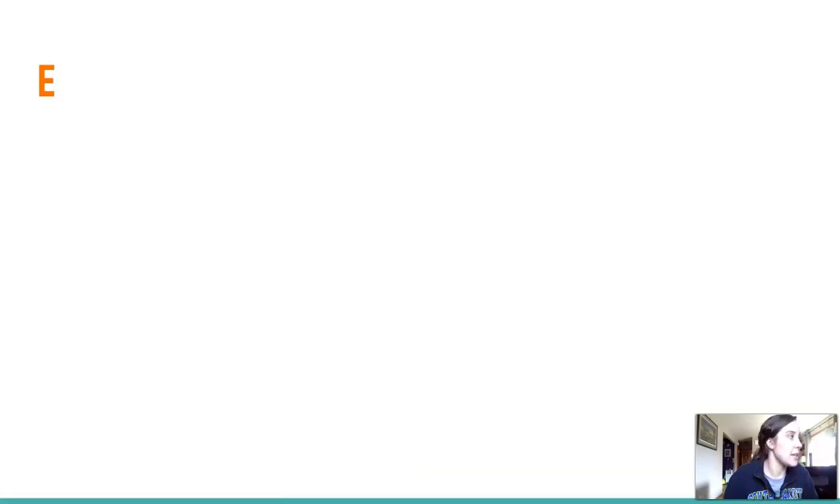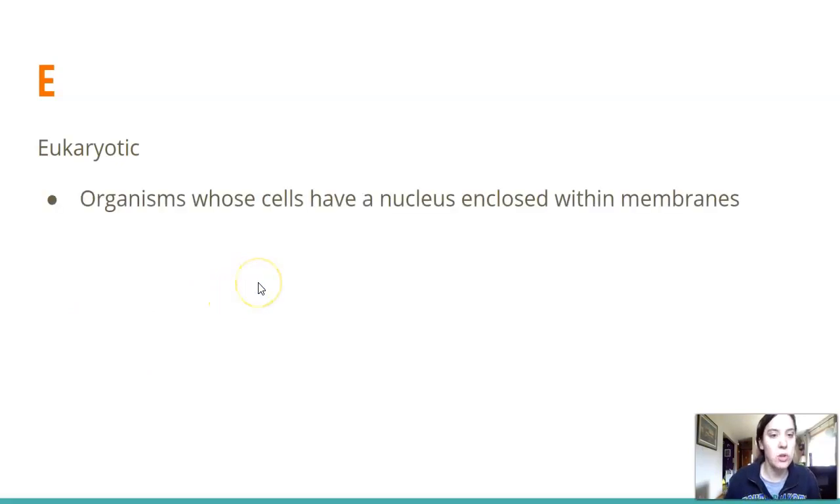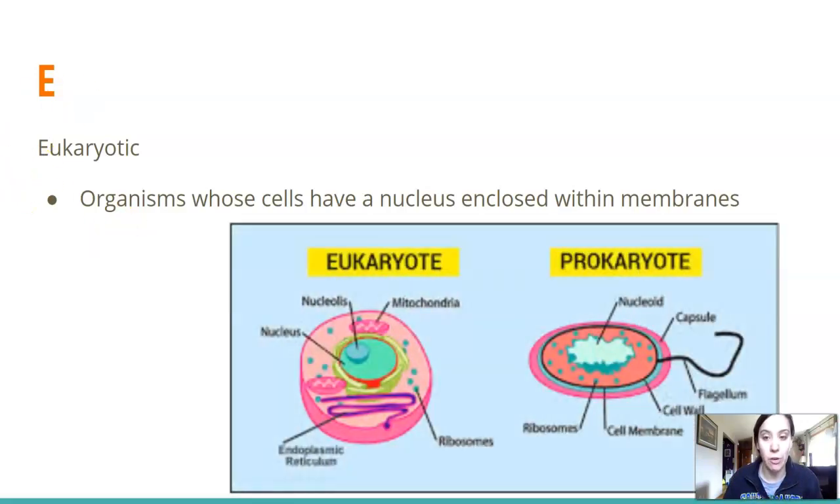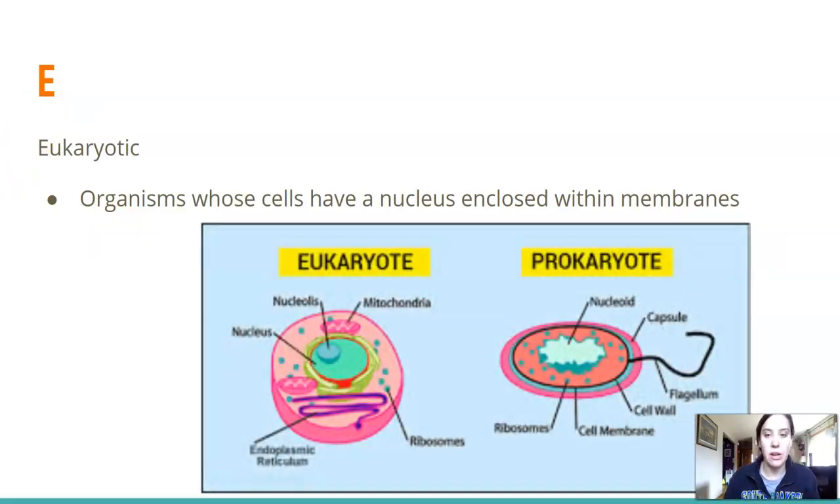Next is E. E, I want you to think of eukaryotic cells. Those organisms are cells that have a nucleus enclosed within their membranes. So eukaryotic cells are different than prokaryotic cells. There's a eukaryote cell, there's a prokaryote cell.